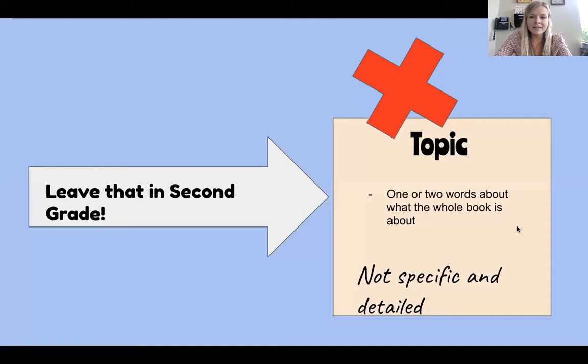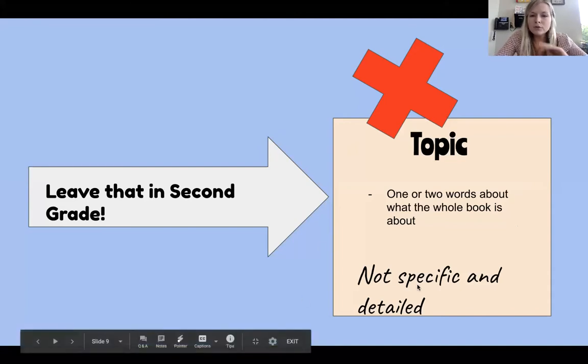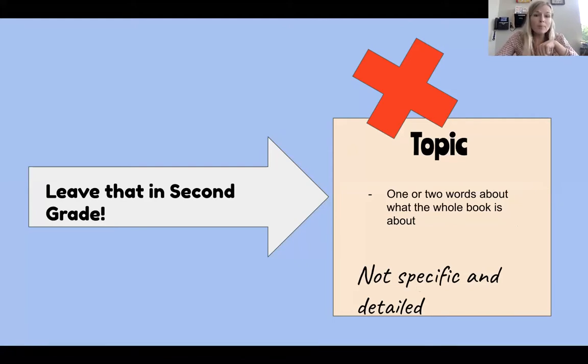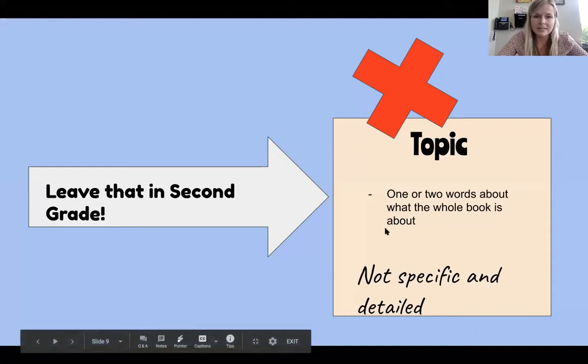Again, we're leaving that topic in second grade. We'll remember what the topic is, and we'll be able to say it, but we're looking much more deeply than that. We are looking at the main idea. So if you try and tell me that the main idea of one of your books is just one word, nope, big X. You have to put that topic away and think more deeply. You need to create a sentence about what you think the main idea is.